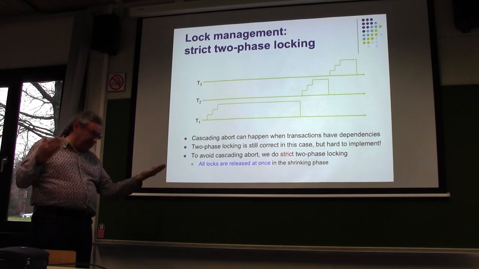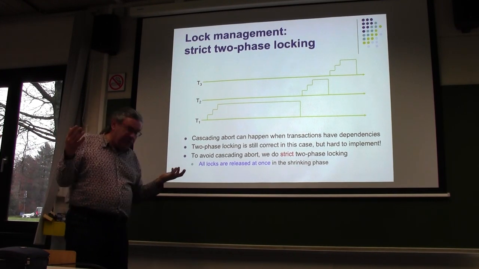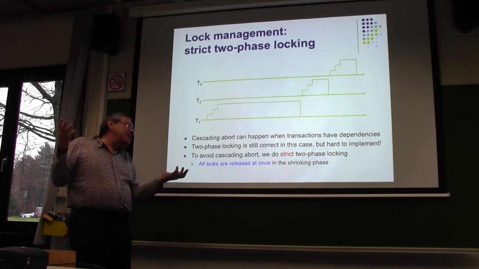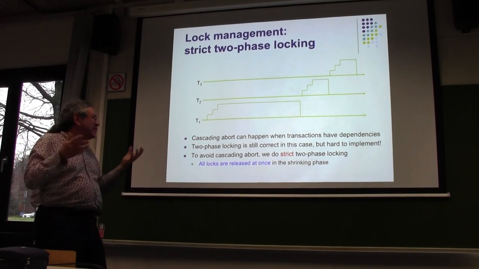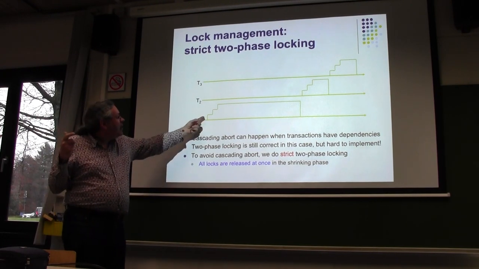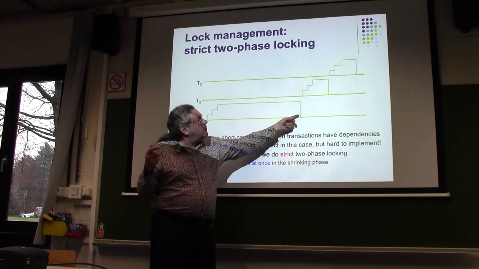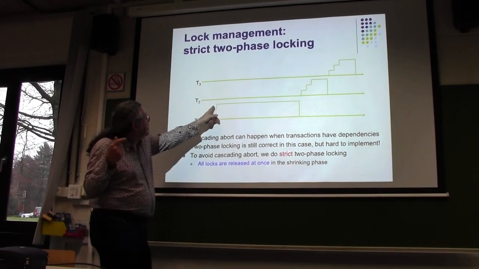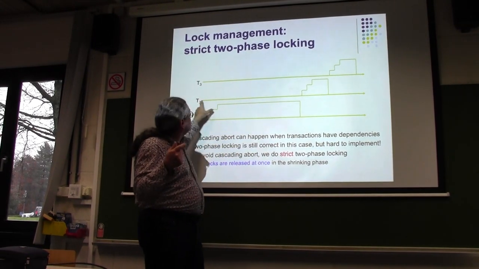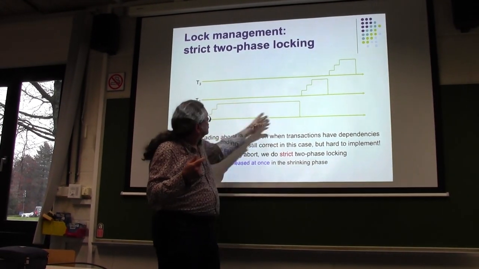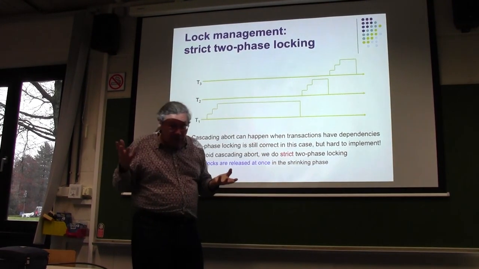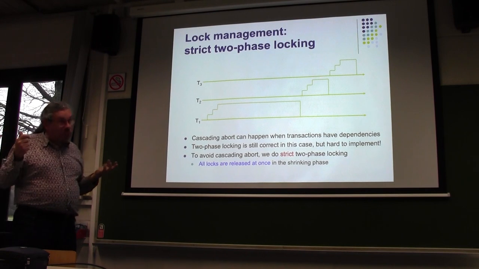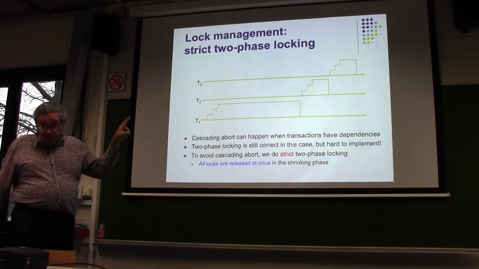So there's a trade-off here, you see? Cascading abort theoretically has higher performance, but it's more complicated, so maybe it's not that much higher performance because of the complexity. Whereas this one is much easier to implement, but it has maybe a little bit lower performance because you will keep the locks too long. That means T2 has to wait until T1 is completely done. So that slows down the system a little bit. But the trade-off is that most transaction systems will do this.